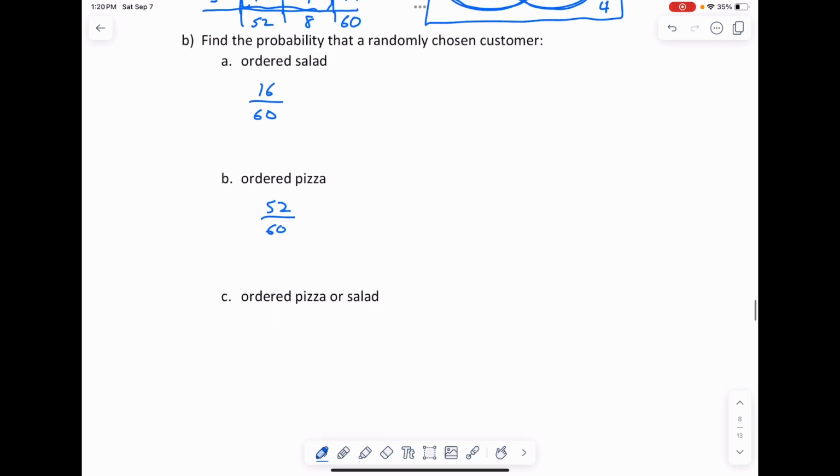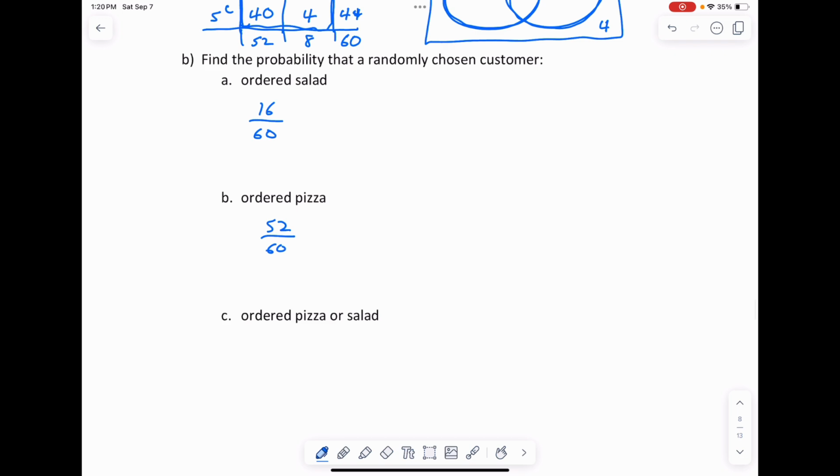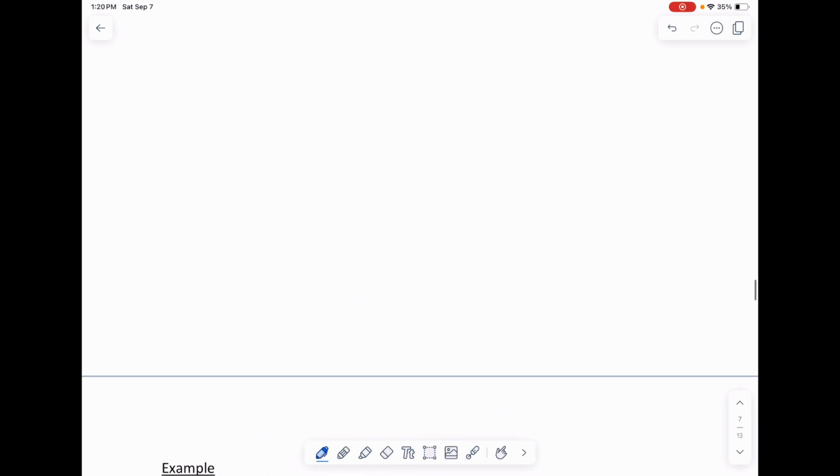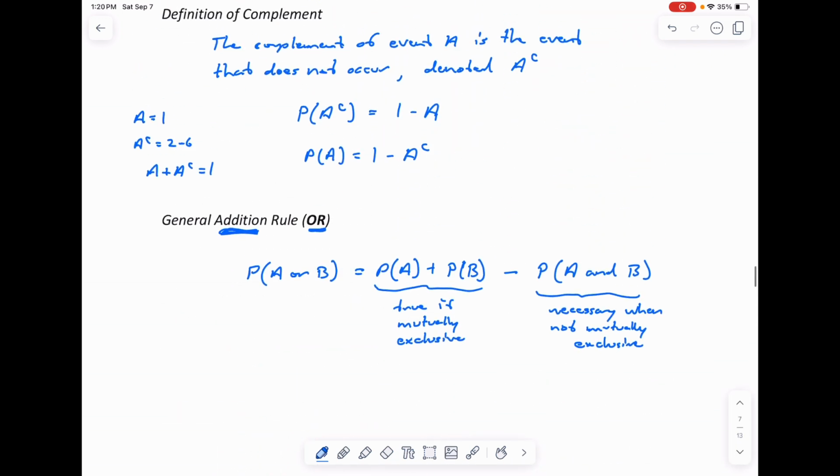And then ordered a pizza or a salad. Okay, so this is where this idea of the general addition rule comes into play, right? We're dealing with this or, so pizza or salad. So I want the probability of pizza plus the probability of salad. Now in this case, these are not mutually exclusive, right? They can both happen at the same time.